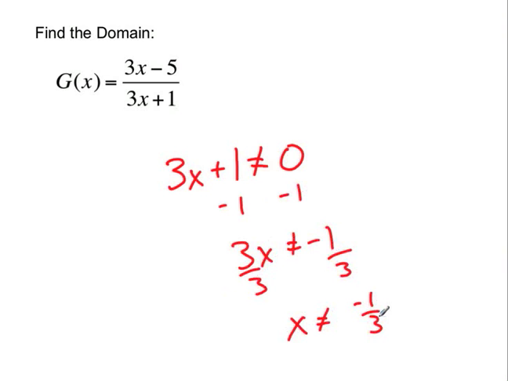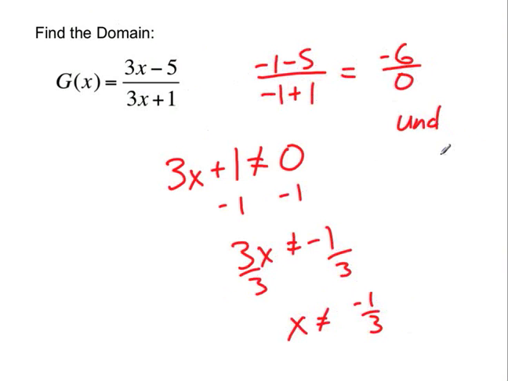Now, let's see what happens if I plug this in, since we're thinking, oh, well, we can plug anything we want in. So we go negative 1/3 times 3 is going to be negative 1, minus 5 on the top, all over negative 1 plus 1. So that gives us negative 6 over 0. Uh-oh, this has a 0 on the bottom, which means it is undefined. Which means that when I plug this in, it is going to give me an undefined thing, which means it cannot be a part of the domain. In other words, domain is what x can be.